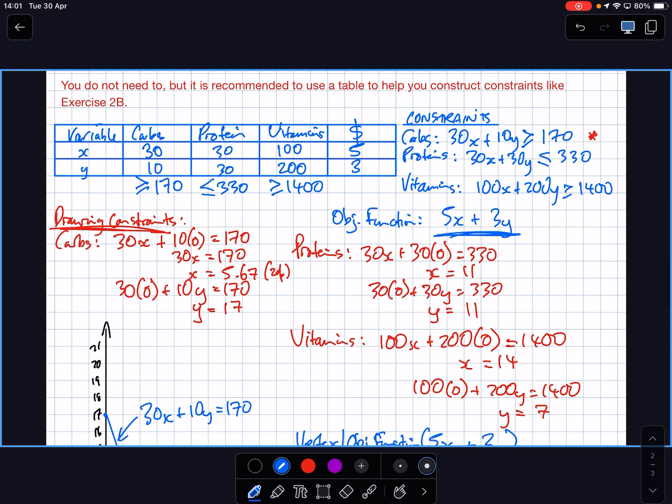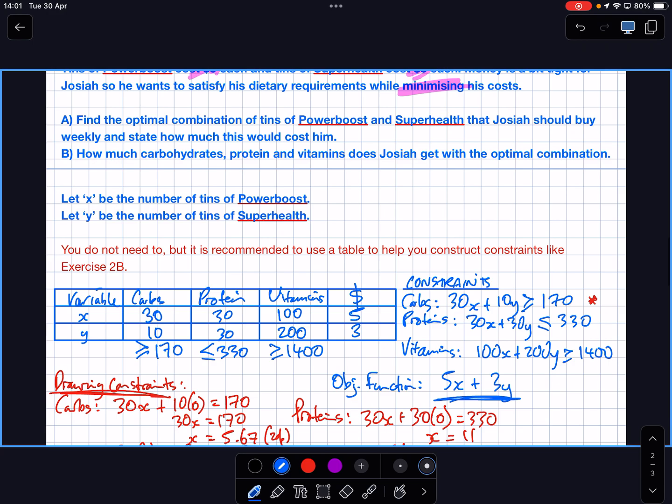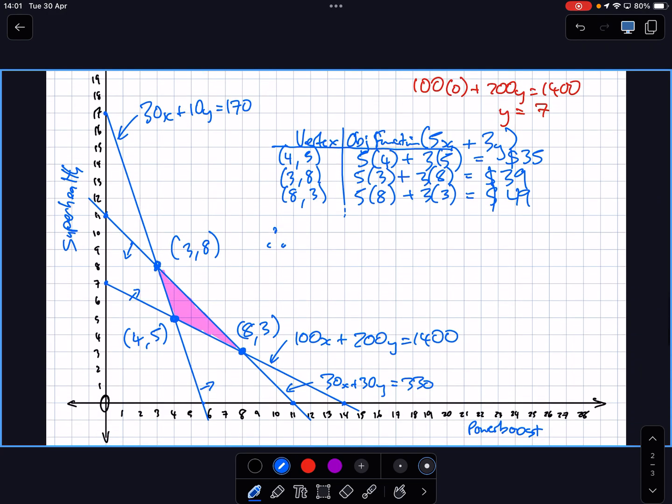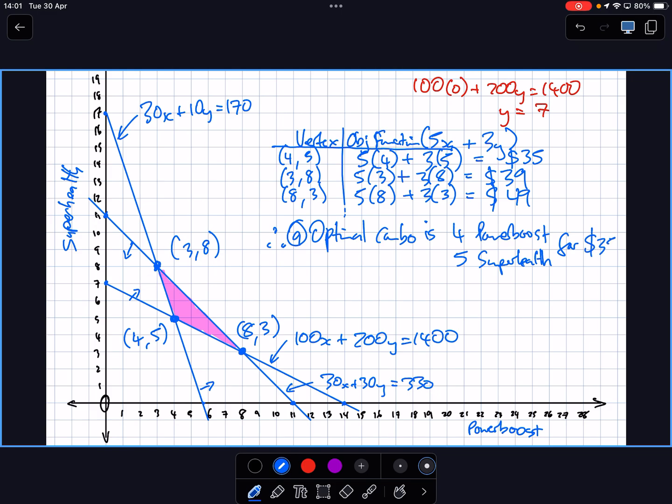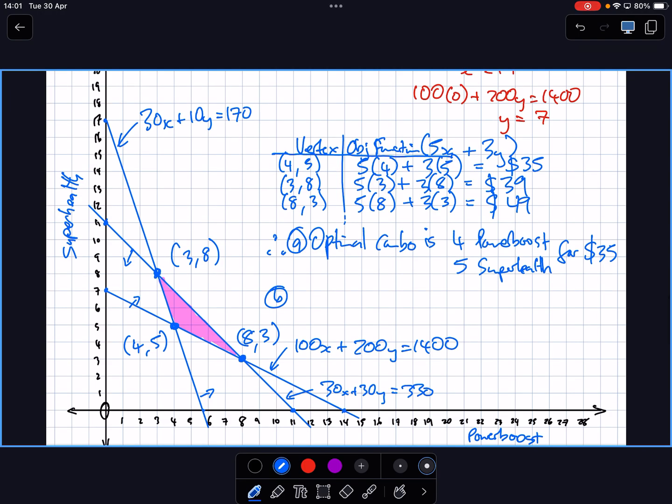Therefore, so we can answer our questions. Find the optimal combination. Therefore, A, optimal combo is 4 power boost, 5 super health. And how much did that cost? $35. Now get that down quickly and then I'll answer B and then I'll be done.